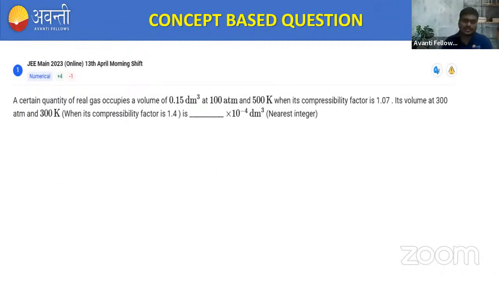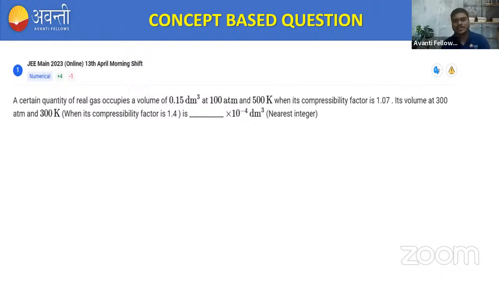numerical based, right? That is the integer type questions. So try to solve such questions as well. फटाफट देखते हैं कैसे क्वेश्चन को आप कैसे सॉल्व करोगे, क्या तरीका है तुम्हारा सॉल्व करने का. So the first question is, a certain quantity of the real gas occupies a volume of 0.15 decimeter cube at 100 atm and 500 Kelvin when its compressibility factor is 1.07. Now its volume at 300 atm and 300 Kelvin when its compressibility factor is 1.48.